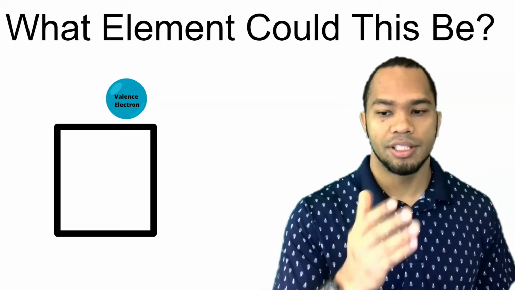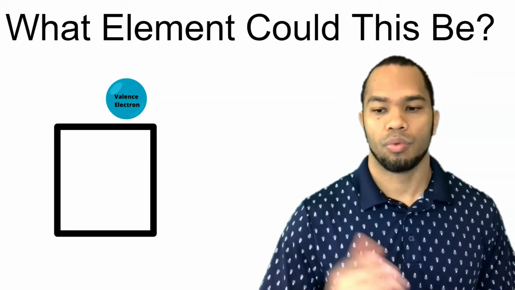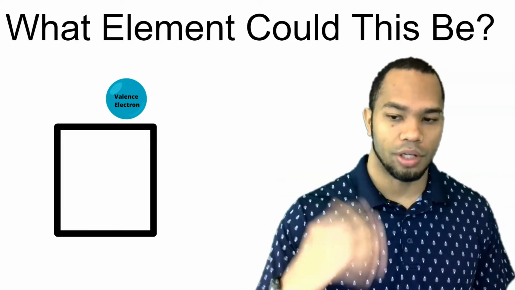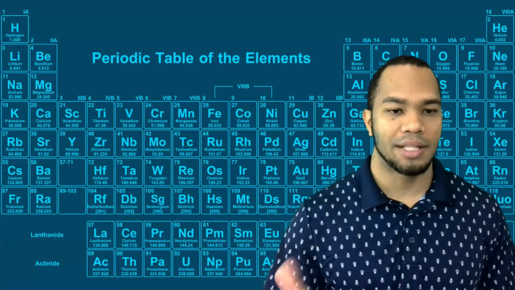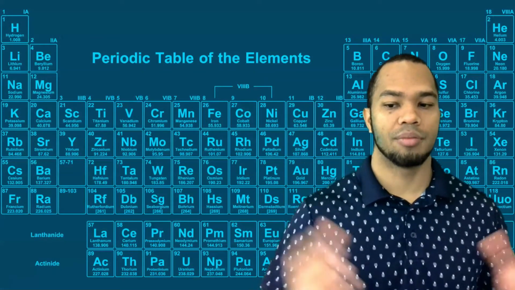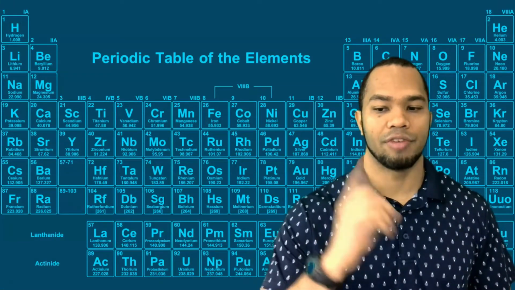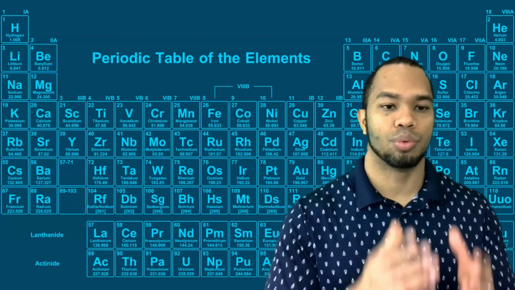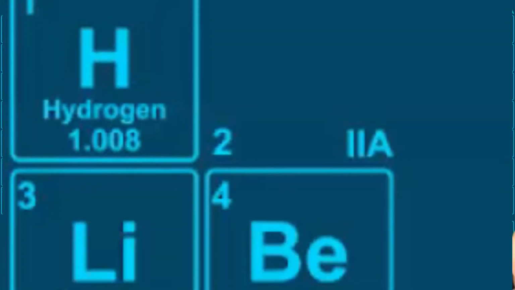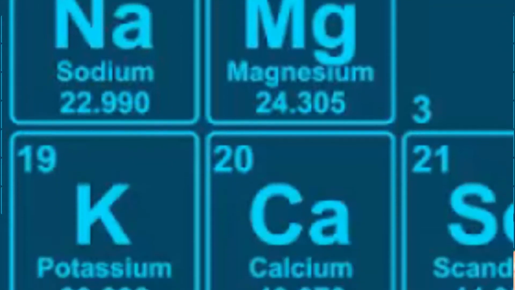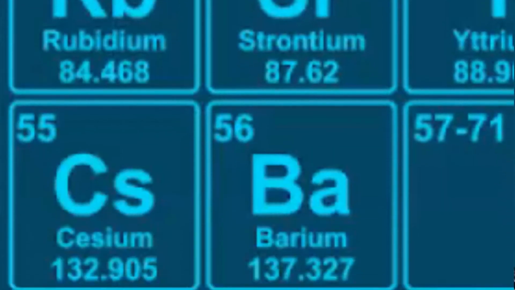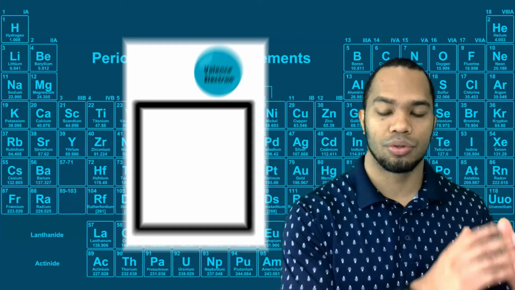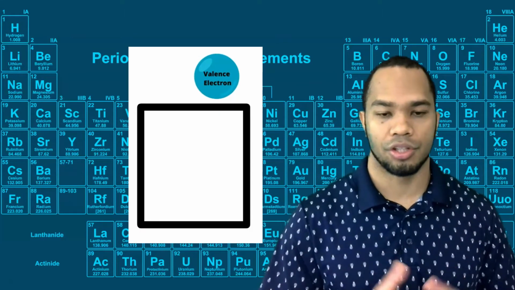Let's try another example. What element could this be? We first identify the number of valence electrons. We see that it is 1. And we go back to the periodic table. Which elements on the periodic table have 1 valence electron? It is going to be the elements in group 1. So we see here that hydrogen, lithium, sodium, potassium, rubidium, cesium, francium, these all could have the potential Lewis dot structure that we just saw.